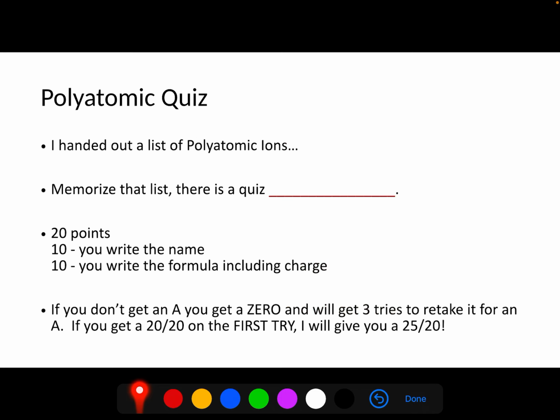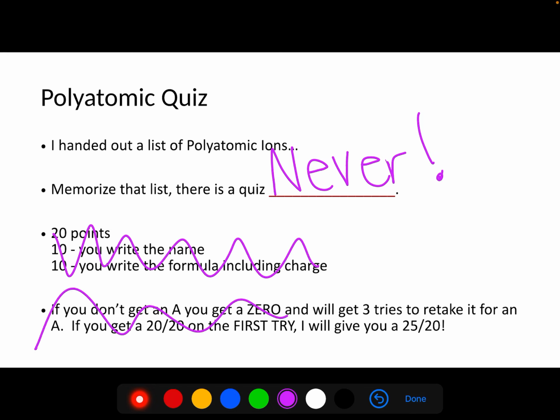Now, I gave you this list of polyatomic ions. I need you to memorize this list. There is a quiz, never. We're not going to be able to give a quiz on that, and I'm sorry for your loss, but normally I would. So you don't need to worry about any of this. Just know that usually chemistry students do memorize the polyatomics, so it's not a bad idea to start committing those to memory.